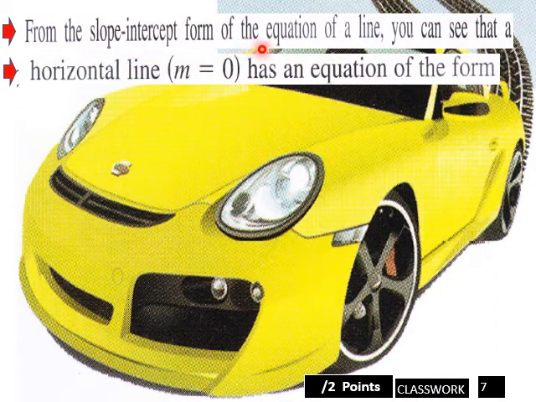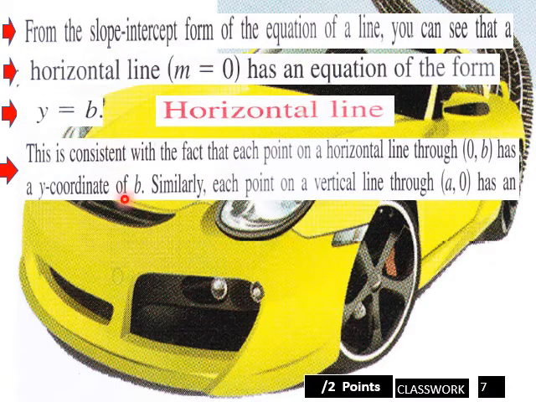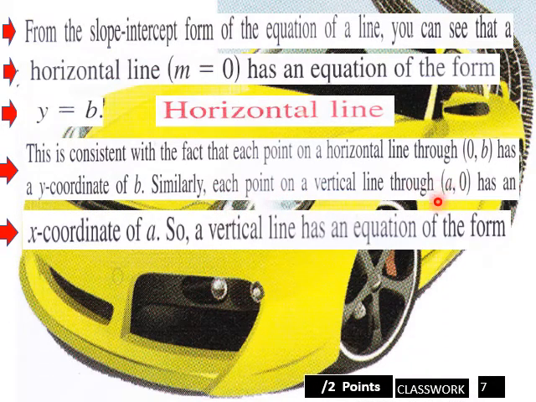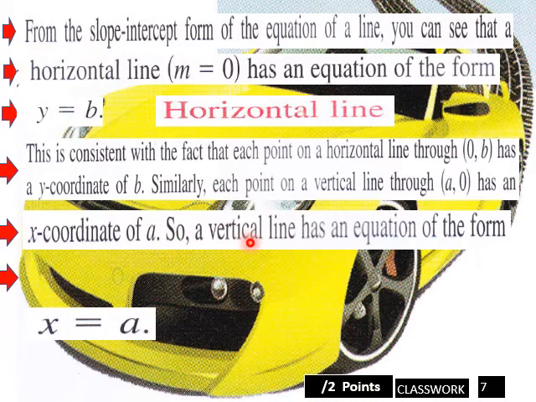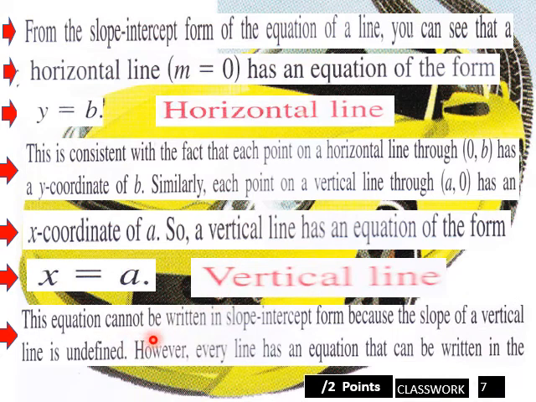From the slope-intercept form of the equation of a line, you can see that the horizontal line, m equals 0, has an equation of the form y equals b. And this is consistent with the fact, and this is your classwork, page 7, that each point on a horizontal line through (0, b) has a y-coordinate of b. Similarly, each point on a vertical line through (a, 0) has an x-coordinate of a. So a vertical line has the equation x equals a. That would be a vertical line. This equation cannot be written in slope-intercept form because the slope of a vertical line is undefined.